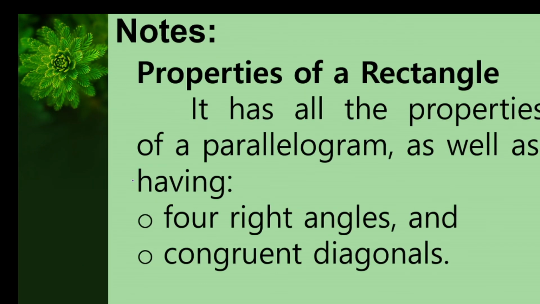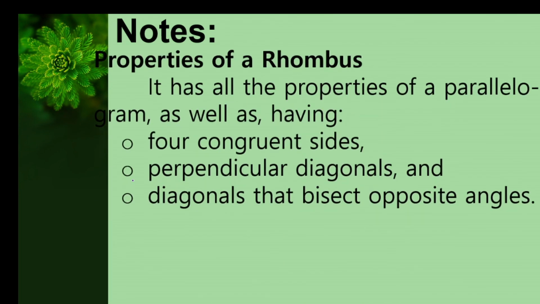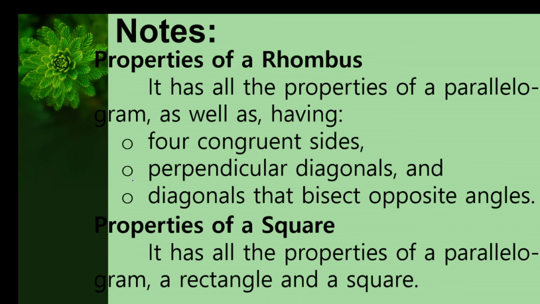Take note, for the properties of a rectangle, it has all the properties of a parallelogram as well as having 4 right angles and congruent diagonals. For a rhombus, it has all the properties of a parallelogram as well as having 4 congruent sides, perpendicular diagonals, and diagonals that bisect opposite angles. While for a square, it has all the properties of a parallelogram, a rectangle, and a rhombus.